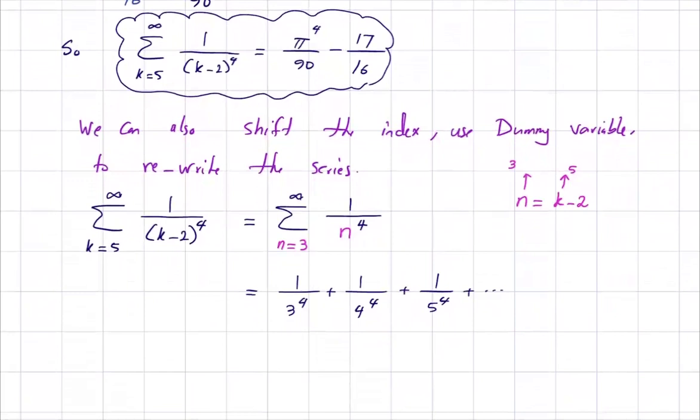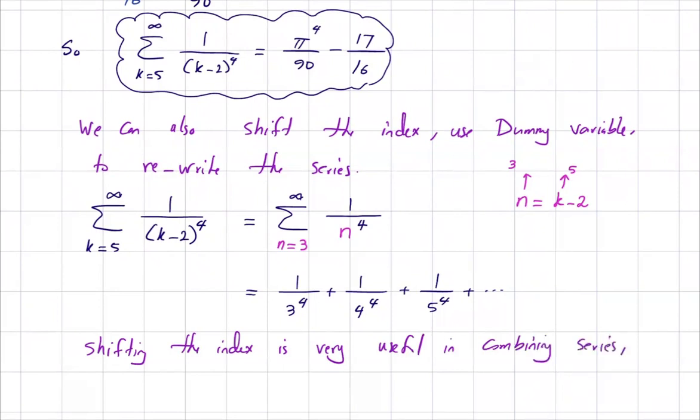Shifting the index using dummy variables is very useful in combining series, especially in ordinary differential equations, when you find a series solution for a differential equation.